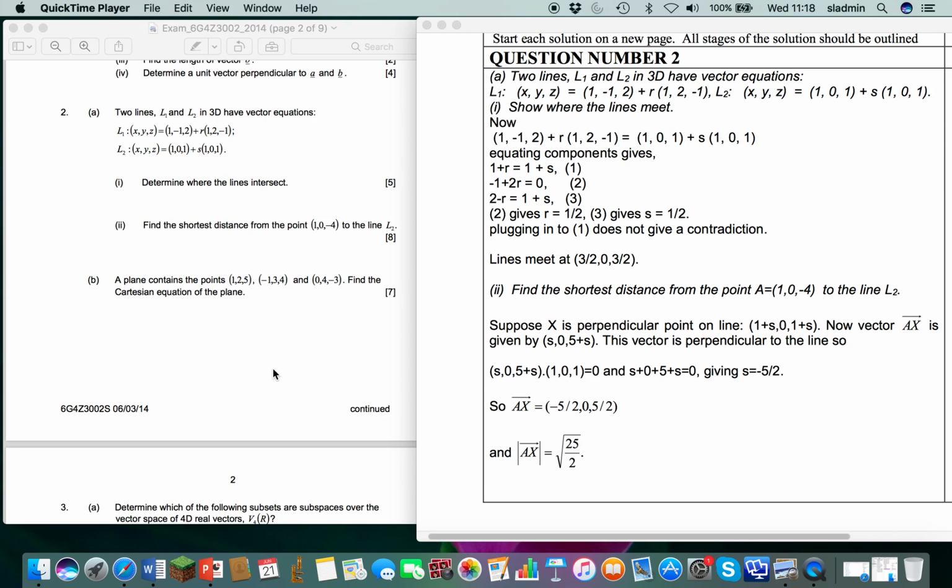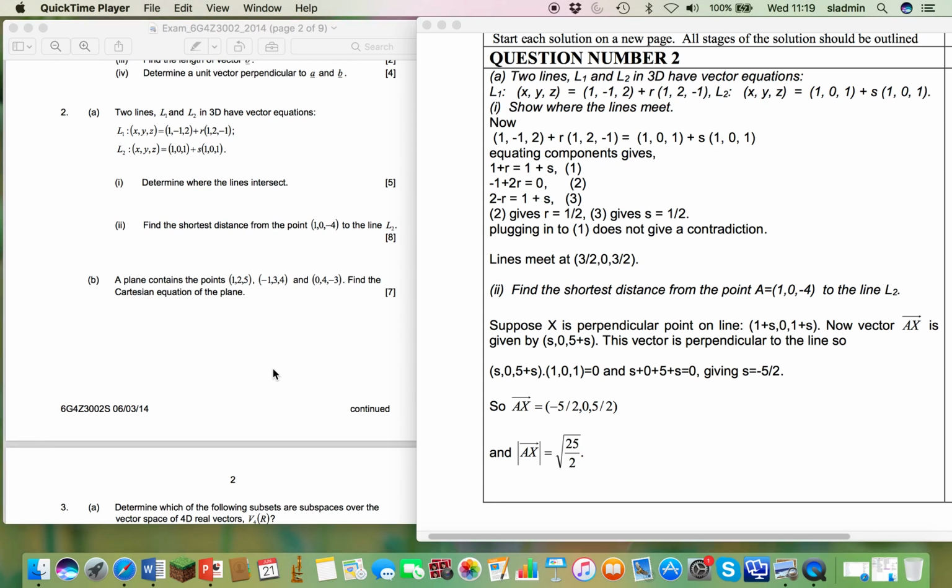These are the solutions to question number 2 from the 2014 linear algebra examination. For part A, we want to determine whether these two lines intersect and then find the shortest distance from the point (1, 0, -4) to the line L2. And for part B, we want to find the Cartesian equation of a plane containing these 3 points.